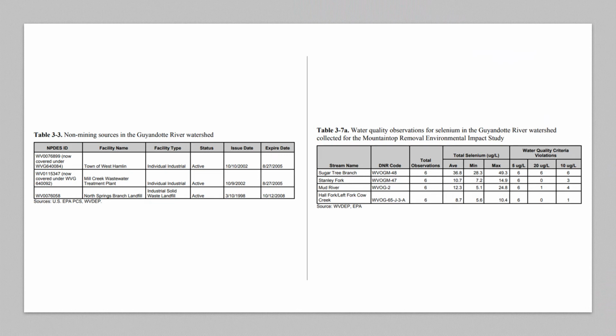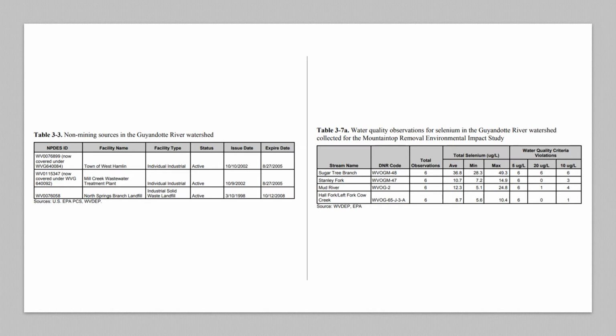This slide here has some non-mining sources in the Guyandotte River watershed. On the left-hand side, we see 3 NPDES permits listed here. We have the town of West Hamlin, the Mill Creek Wastewater Treatment Plant, and the North Springs Branch Landfill. So we do have 2 individual industrial facility types, and then we also have an industrial solid waste landfill.